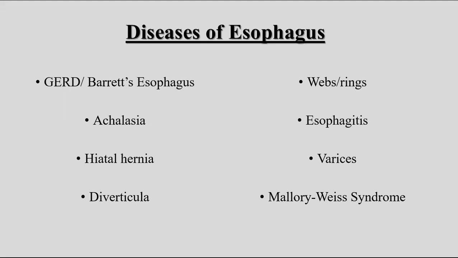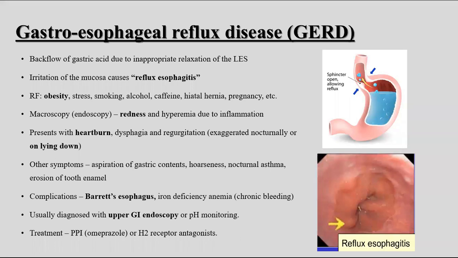So the first disease we're going to talk about is GERD. GERD is when you have backflow of gastric acid due to inappropriate relaxation of the lower esophageal sphincter. Now, what does this mean? Usually you have this gastroesophageal junction over here between the lower part of the esophagus and the cardia portion of your stomach. And this lower esophageal sphincter remains closed in between meals, so that when your stomach is digesting all the food that you've eaten, the acid doesn't go back up, or the food doesn't go back up.